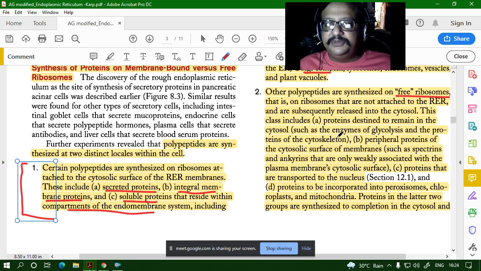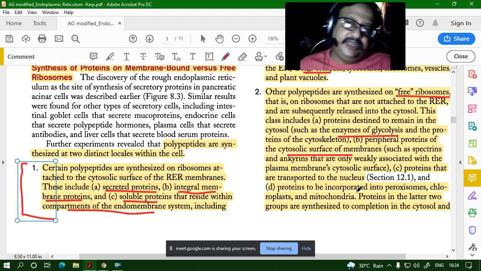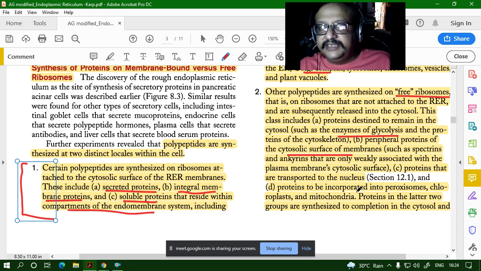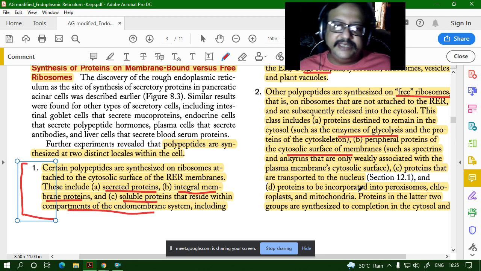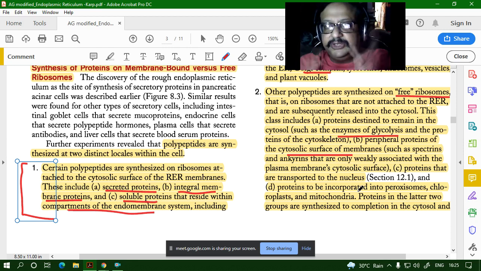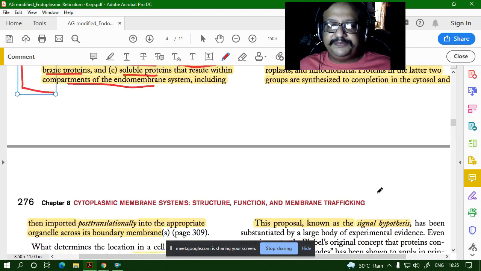Example, the enzymes of the biosynthetic pathway called glycolysis, and cytoskeletal proteins, peripheral proteins of the cytosolic surface of the membrane, such as spectrins and ankyrins. They are proteins which are going to be incorporated into peroxisomes, chloroplasts and mitochondria. These are the proteins synthesized by the free ribosomes, and the ribosomes of the rough endoplasmic reticulum synthesize secreted proteins and integral membrane proteins, those which need very precise folding.